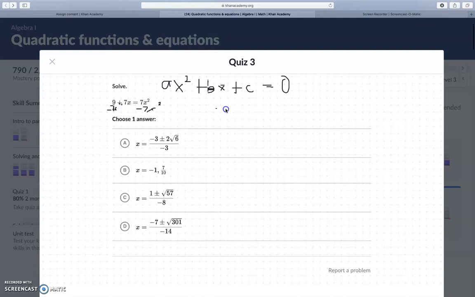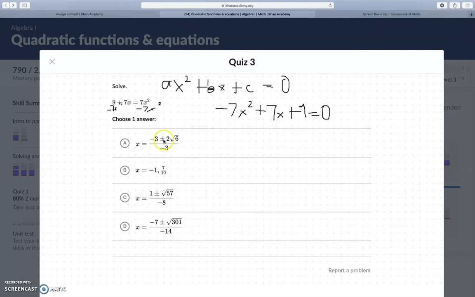And anyway, you should end up with negative 7x squared. And then I know that 9 looks like it comes next, but we usually put the term with the x second, the bx, right? And then plus 9 at the end, because that's the c. Okay, plus 9 equals 0.